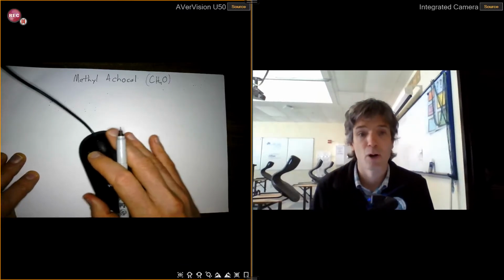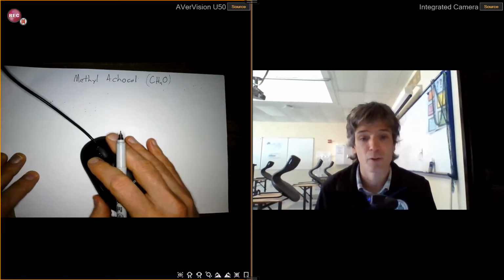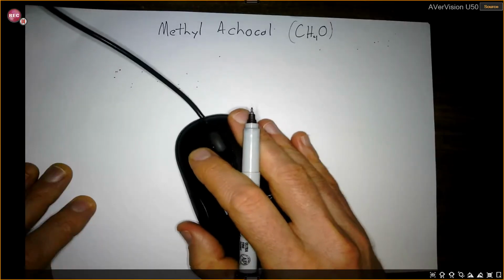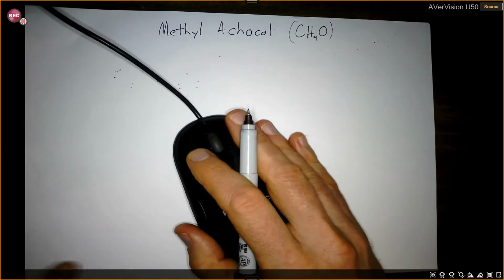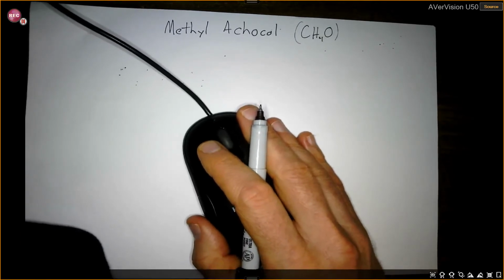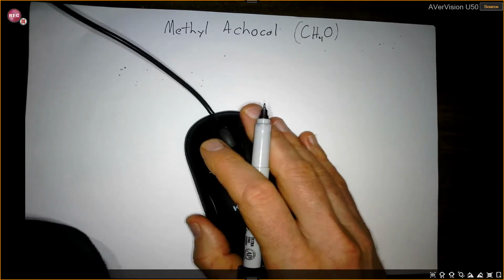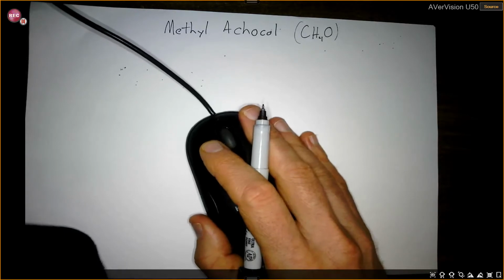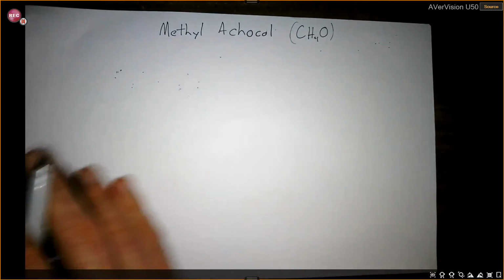So methyl alcohol, what type of bonding is it? As you can see, methyl alcohol, I feel like I spelled alcohol wrong. I don't know, maybe I did, maybe I didn't. I can't seem to figure that out right this second. This is the three elements in it: carbon, hydrogen, and oxygen.